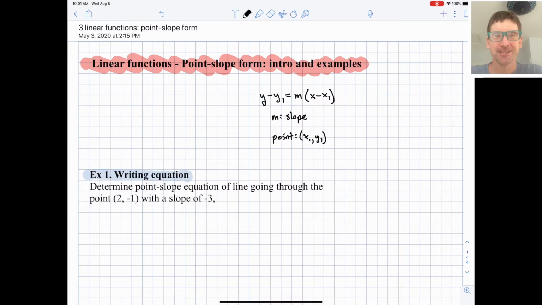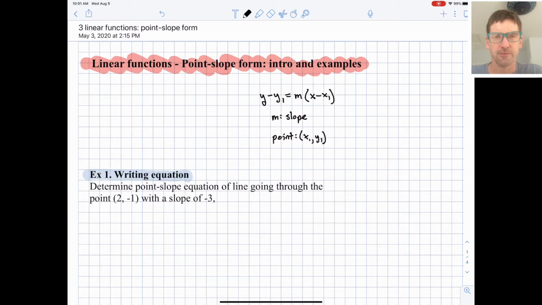All right, now we're going to continue our work with linear functions, and specifically we'll be looking at what's called point-slope form, and I'll do an introduction and then a few solved examples. So point-slope form is one of the three common forms of linear equations, the first being slope-intercept form, mx plus b, now point-slope form, and then lastly we'll be looking at standard form.